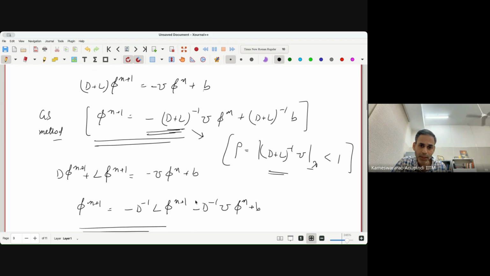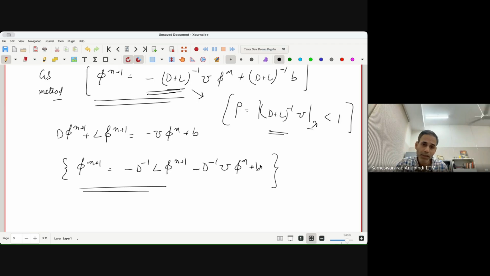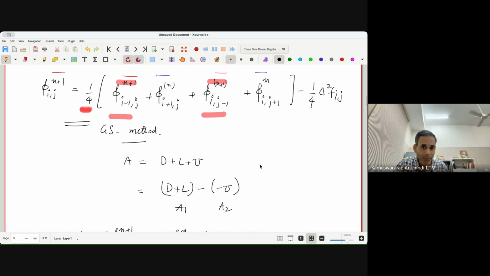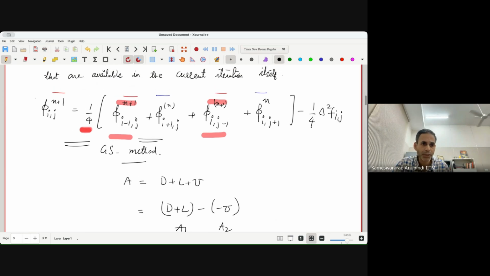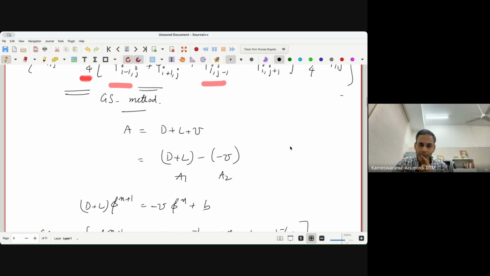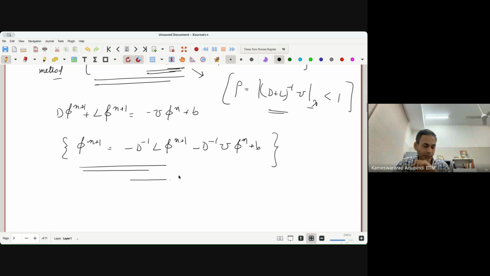But this is only the theoretical construct, in terms of how splitting this matrix into A1 minus A2 helps us in easily inverting it. The implementation is actually on this one, using this particular expression. All right. Any questions so far?